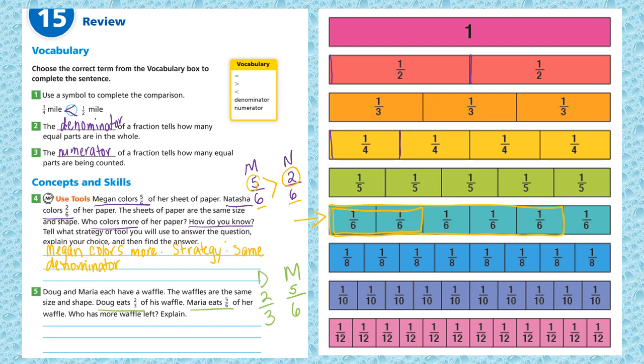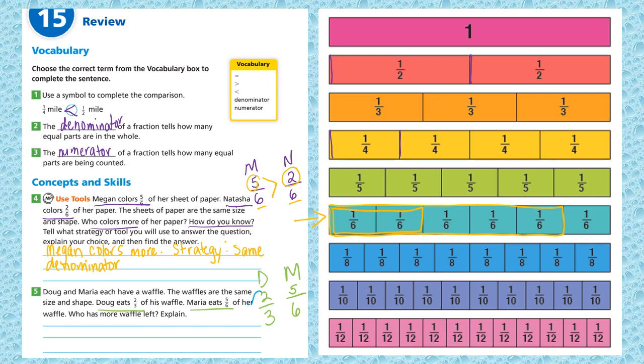Are we able to use same numerator strategy? No, our numerators are different. We have a numerator of 2 and a numerator of 5. Are we able to use the same denominator strategy? Nope. We have two different denominators. We have a denominator of 3 and a denominator of 6. Are we able to use the missing piece strategy? We are.